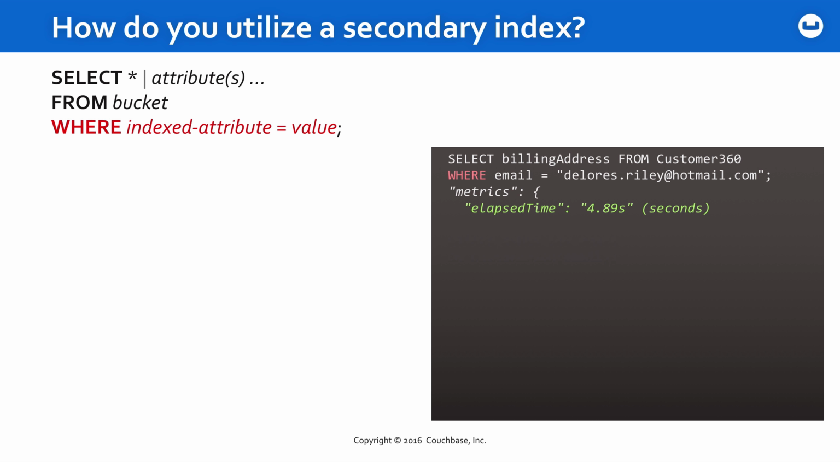Now, by default, only the primary index is available, the one that you created at the beginning of this course, which is how you support full bucket scans for ad hoc queries like this. You will get a result back, but it'll take a while. I mean, we're saying here 4.89 seconds to get back all documents that match Dolores Riley, but that's entirely going to depend on your hardware and the documents in your bucket.